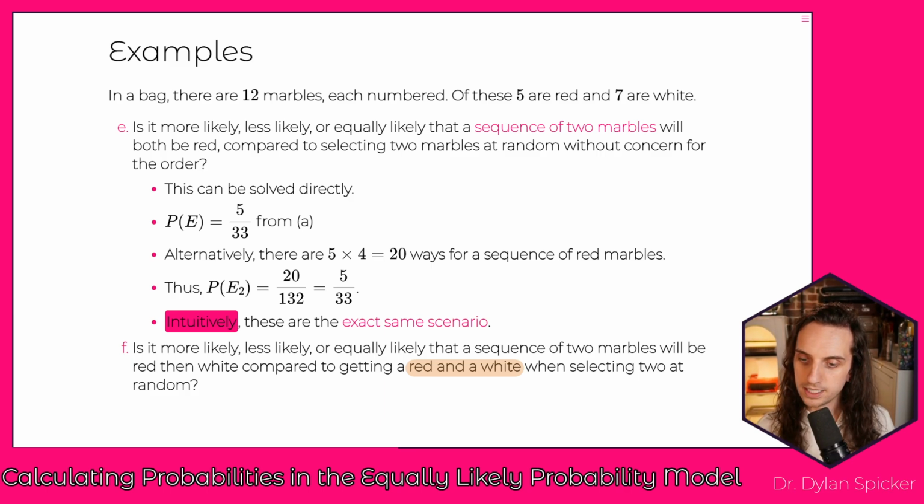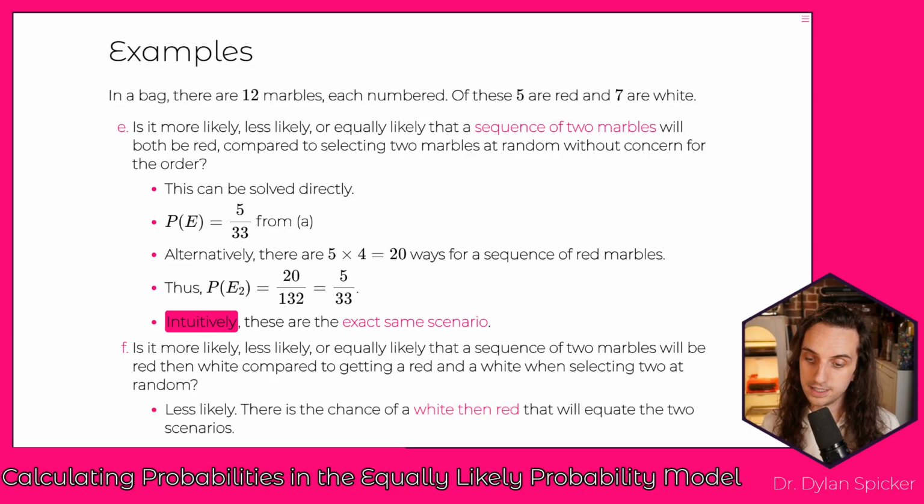And so intuitively, it's going to be less likely that we get red then white than it will be to get any of red and white, right? Because red then white, we'll consider it here, but white then red is also going to be considered here. And so you should find that these probabilities are actually going to be different. I'd encourage you to calculate them out directly, right? But because there's some chance of white then red, it's not going to be the same in both scenarios.